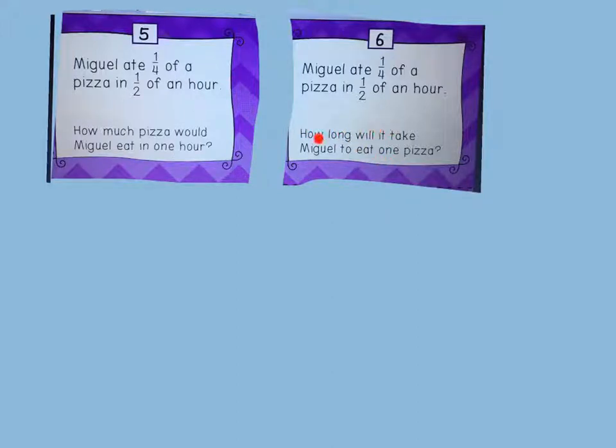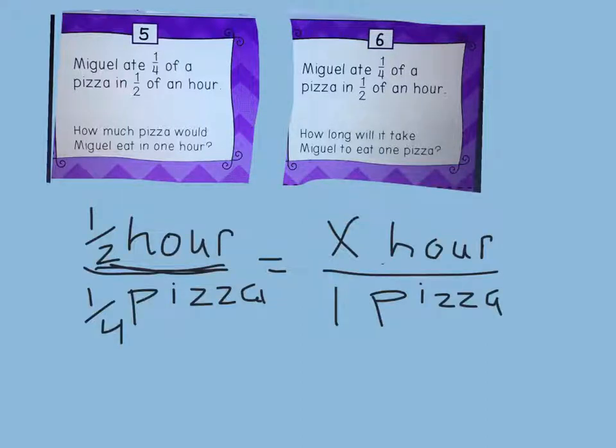So how long will it take Miguel? How long means what part of an hour to eat 1 pizza. What goes on bottom, if I have 1 or any quantity like 3 pizzas, I would put on the bottom. So pizza is on bottom in this question, and hour would be on top. My ratios would look like this. I put pizza on the bottom because it's asking how long it will take Miguel to eat 1 pizza. If it has a quantity with one of the ratios, that's what I put on bottom. And the unknown goes on top. We don't know how long. So my X, or my unknown variable, goes on top.